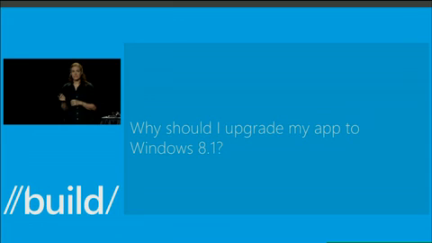So fantastic. The first question is, why should I upgrade my app to Windows 8.1? In the store, you will continue to see all Windows 8 apps advertised to users who have Windows 8.1 installed. So if you have your Windows 8 app in the store and your users have Windows 8.1, they will see your app in the store and will be able to continue to download it, pay you for it, install it, and run it. And if they stay on Windows 8 and you upgrade your app to Windows 8.1, they won't see that 8.1 version.